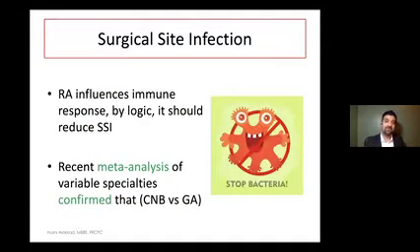Surgical site infection I found to be very interesting, that it was studied comparing spinal or regional anesthetic versus general anesthetic. Now, regional anesthesia helps maintain immune response compared to general anesthesia because of the use of volatiles, as I mentioned. And the recent meta-analysis confirmed that there's a reduction of surgical site infection when regional anesthesia, mainly neuraxial anesthesia, is used. I found that to be interesting.